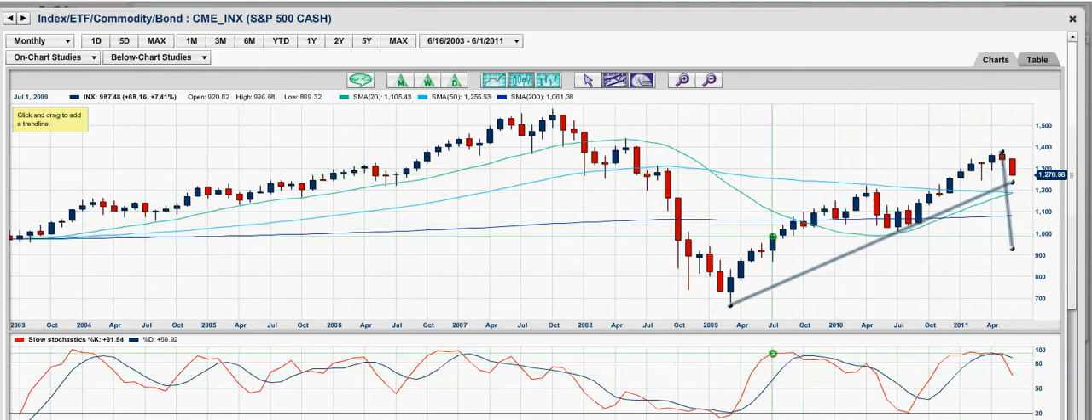Well, that does it for me for today. This is just my market forecast as far as the stock market, crude oil, and bonds with Forex is concerned.